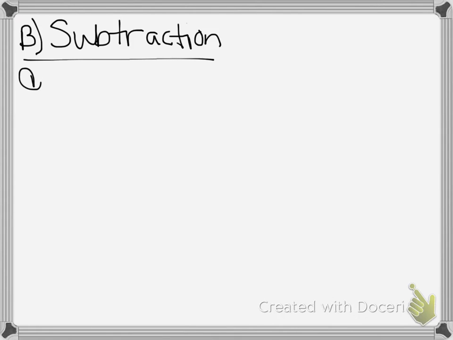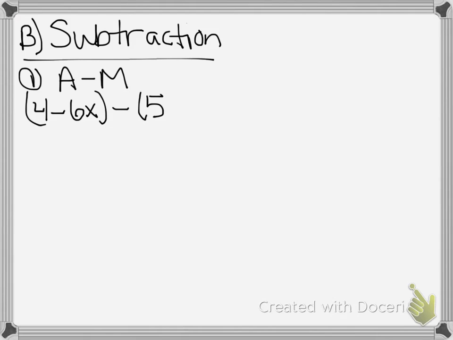Subtraction. Number 1. A minus m. Notice another notation. I didn't write a of x minus m of x, but this is the exact same thing. I just said a minus m. So 4 minus 6x, parentheses, minus 5x plus 2, parentheses.